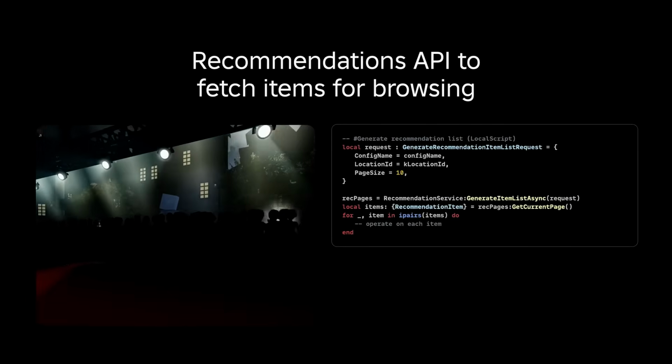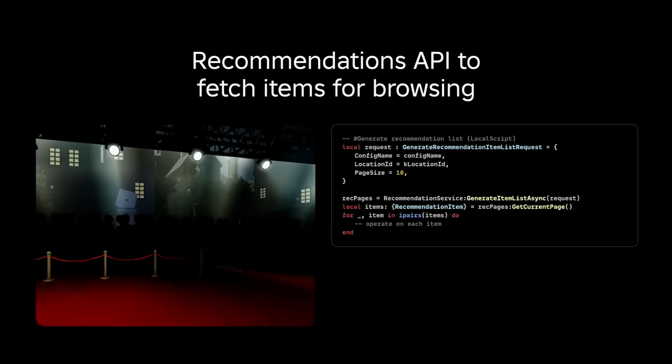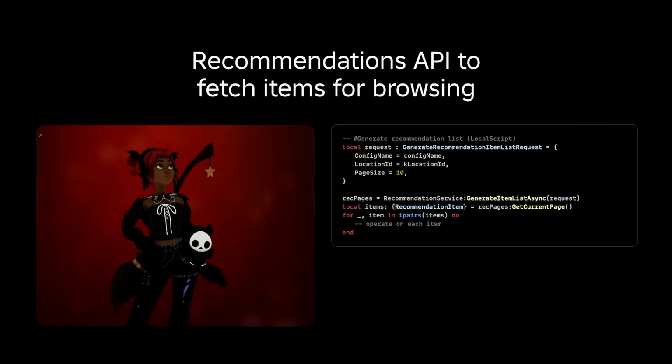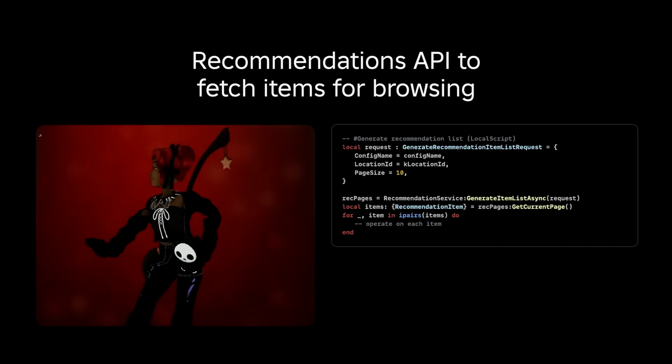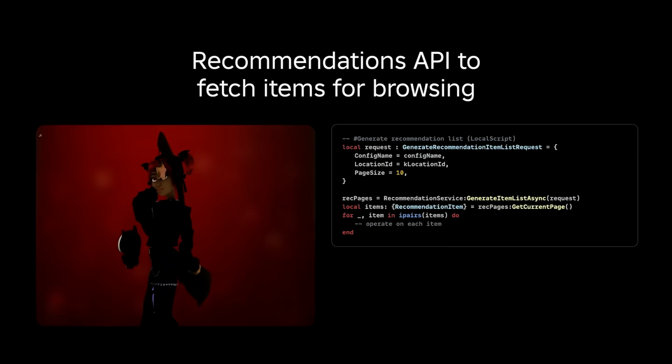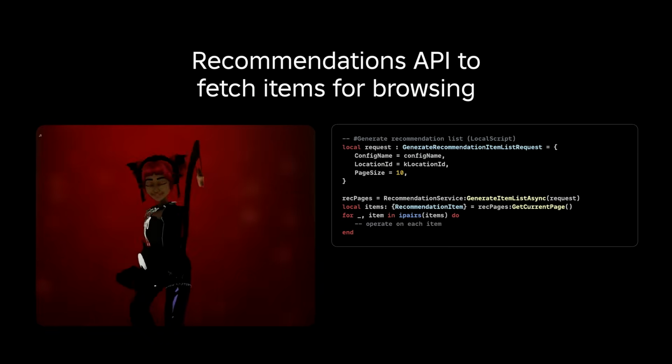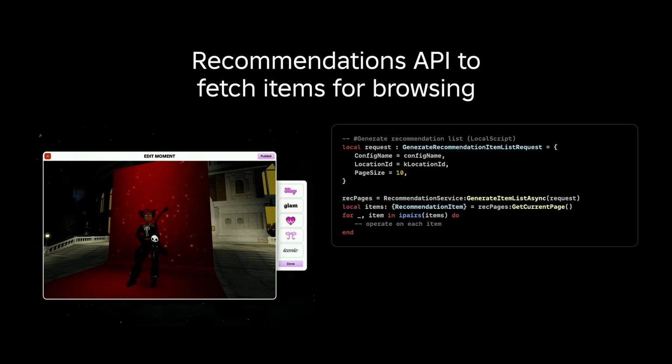So finally, this code demonstrates how a developer generates a recommendation set by providing a config name, location ID, and page size in the request to generate items list async. The ranking service then uses these parameters to generate a list of captures for the user.